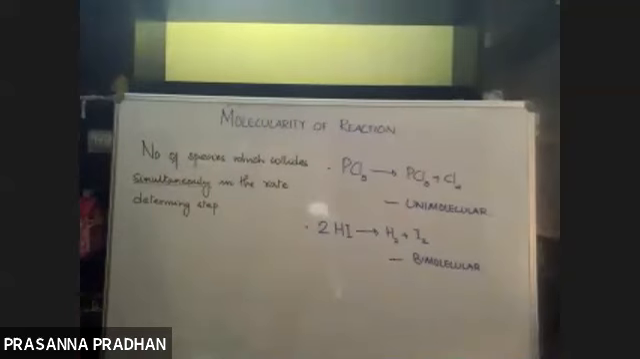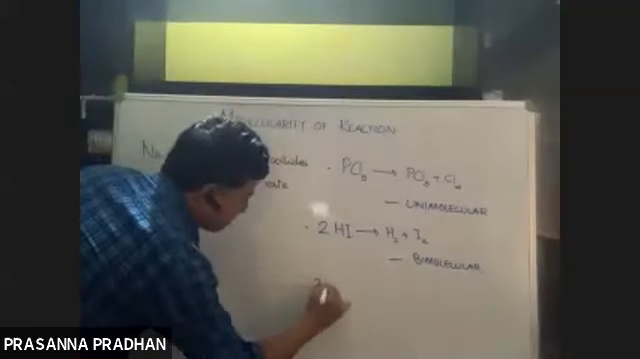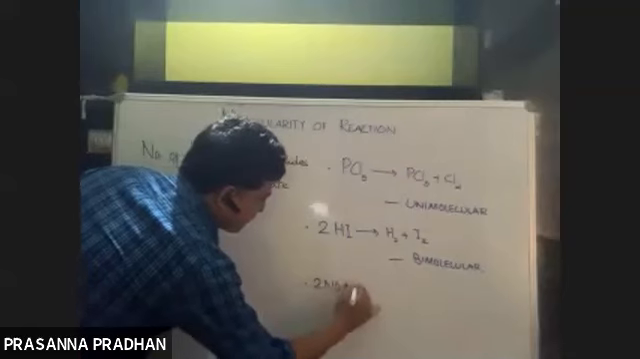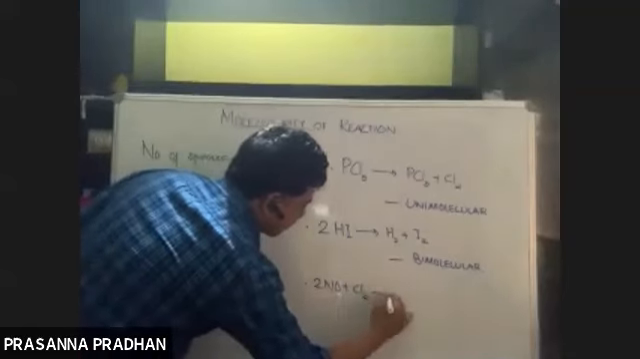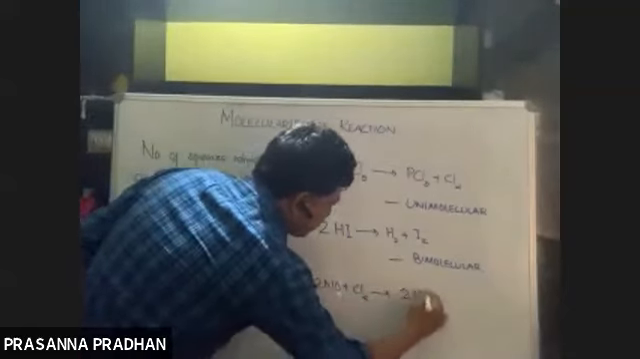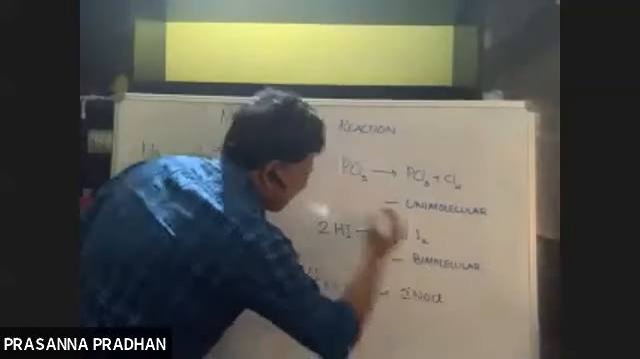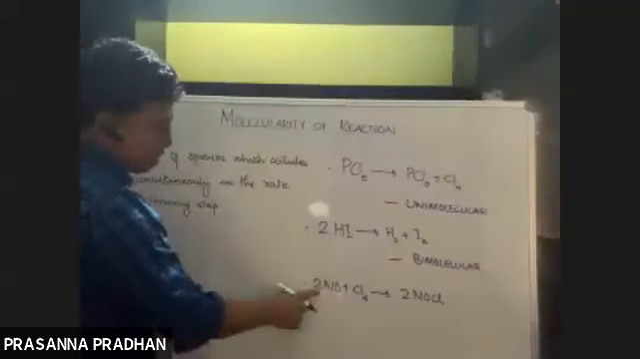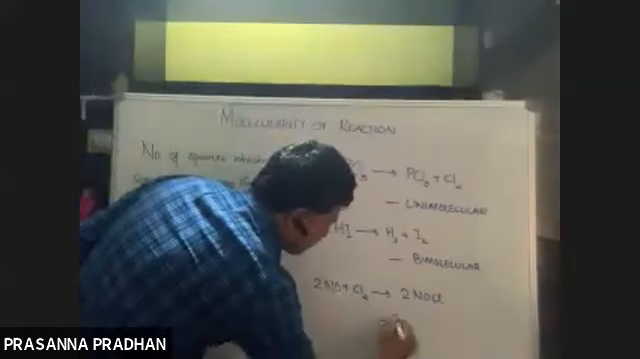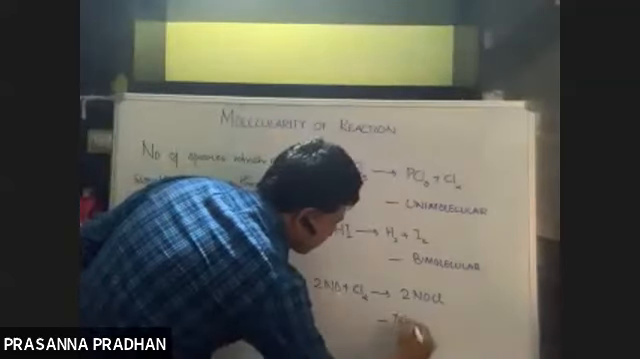Say 2NO plus Cl2 gives you 2NOCl. How many species are there? 2NO and 1 chlorine. So it's a termolecular reaction.